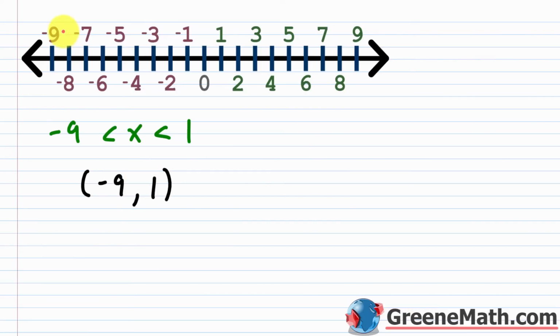So let's find negative 9. Let's put a parenthesis there. Let's find positive 1. Put a parenthesis there. And then again, I'm just going to shade everything in between. So anything between negative 9 and positive 1 works as a solution, again where negative 9 and positive 1 are excluded.